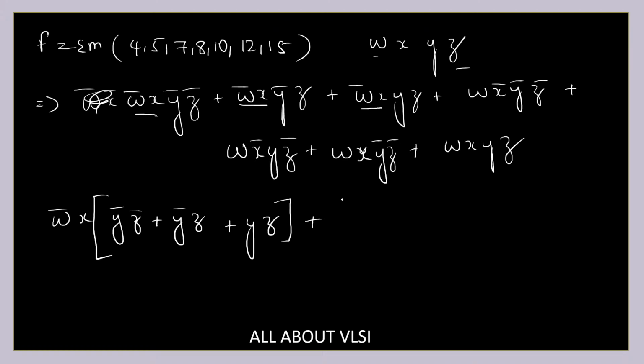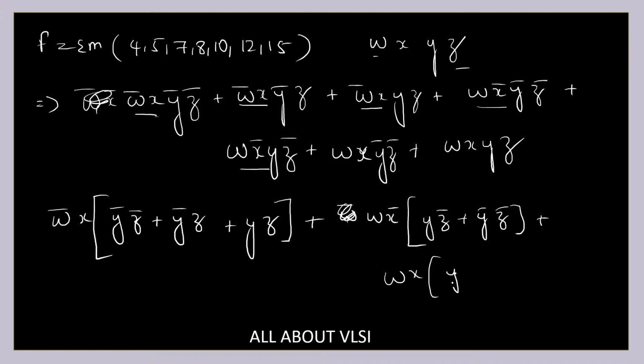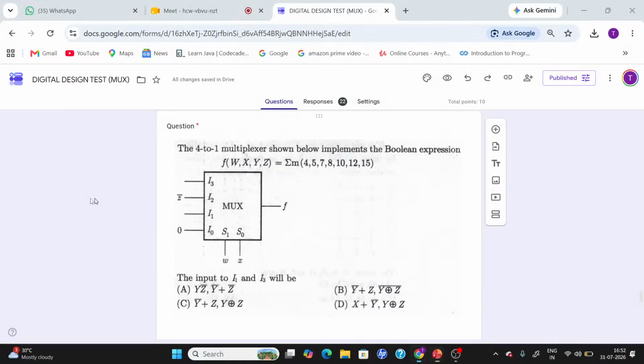Plus you can take W complement X common. W complement X we have already taken. Take W X bar common. W X bar is present over here and here, which is Y Z bar plus Y bar Z bar. And we have W X left out: W X, Y bar Z bar plus YZ. That's it.